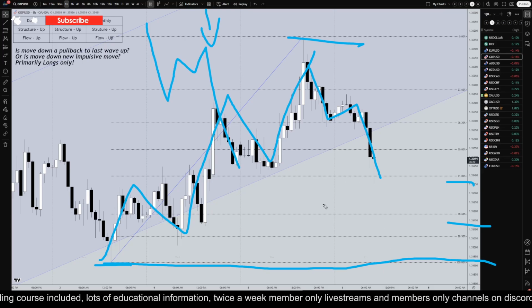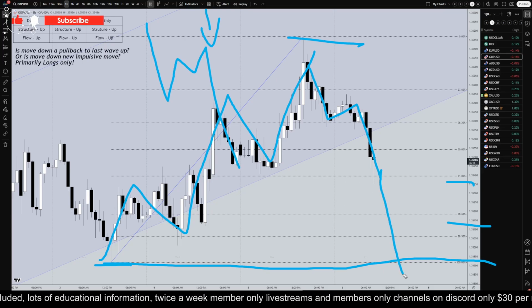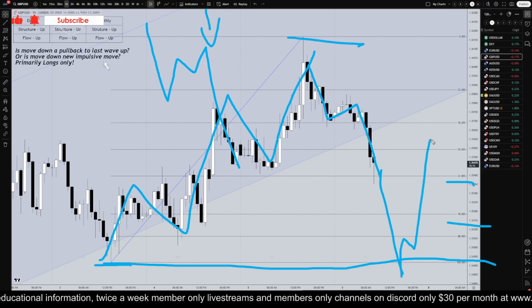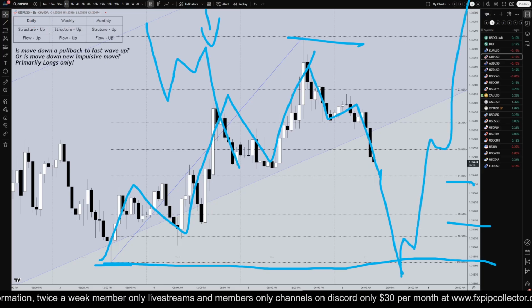Because oftentimes during these big news events, price will go down, break structure, everybody will go short, and then it'll reject structure and just continue the higher time frame uptrend. So at least if you wait for the break of structure and wait for the three-way pullback, then that will be a much safer option.